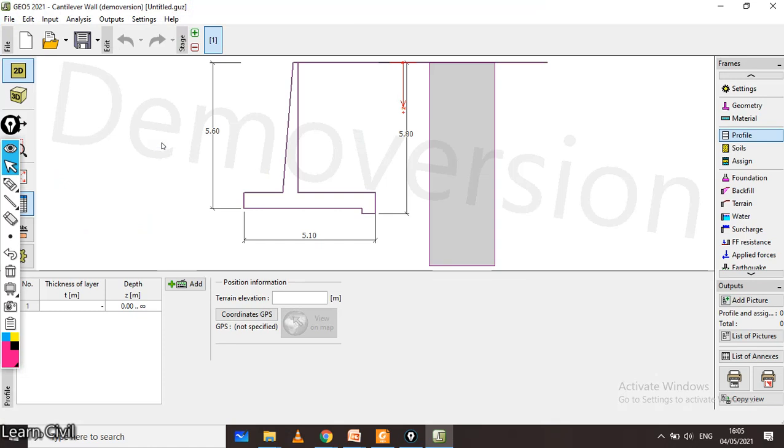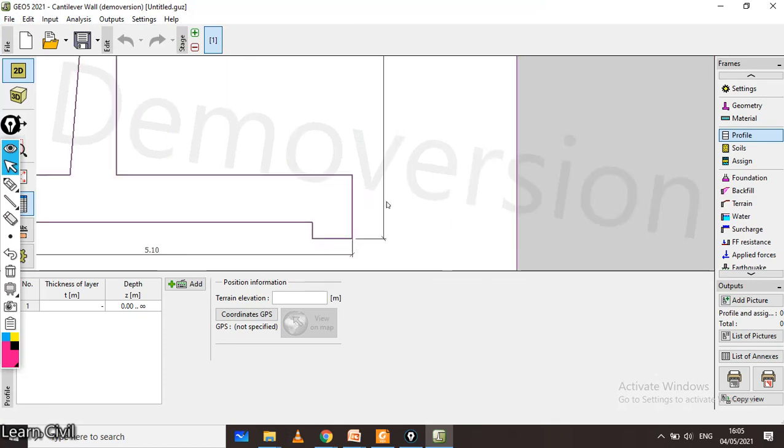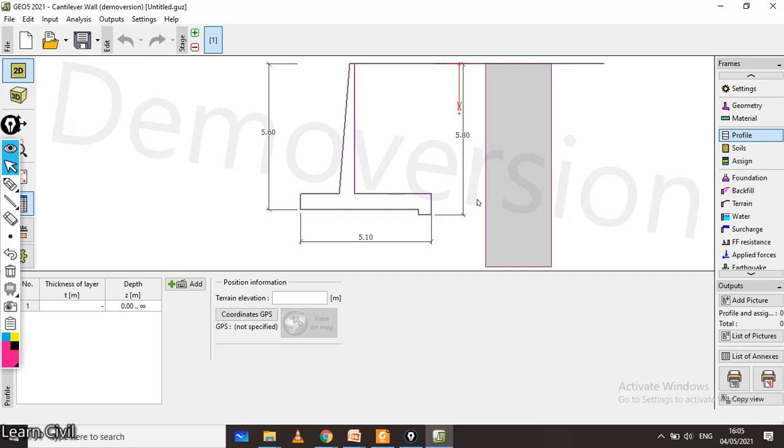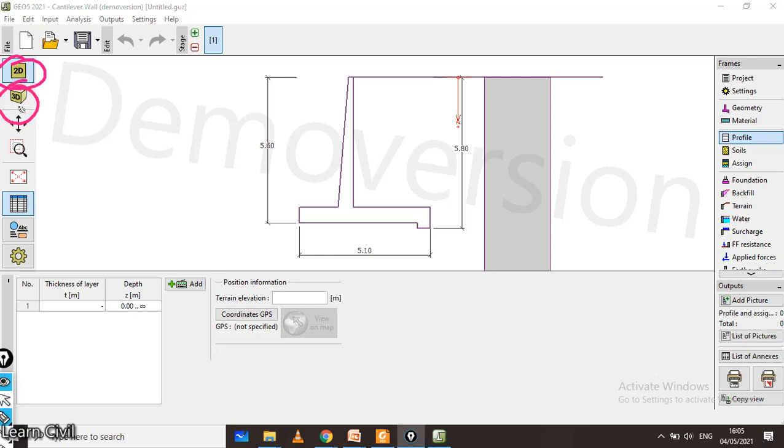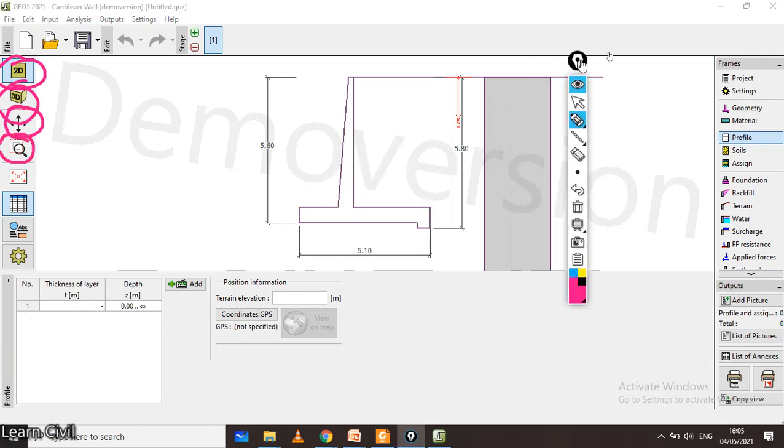Okay, this type of retaining wall structure will be visible to you when you start your program. Then on the right hand side here you can see a lot of options are given. You can see here 2D for checking the 2D view, then we have 3D view here. This particular tab is for moving your structure, this is for zooming in and zooming out.